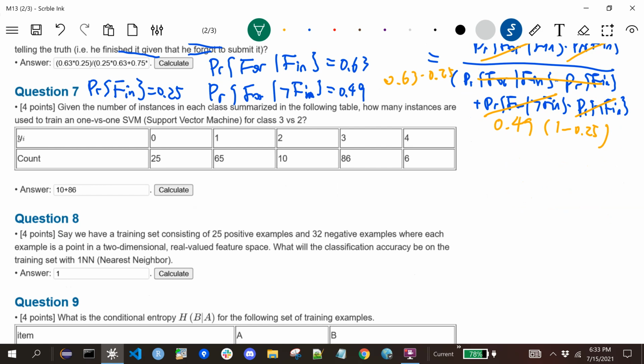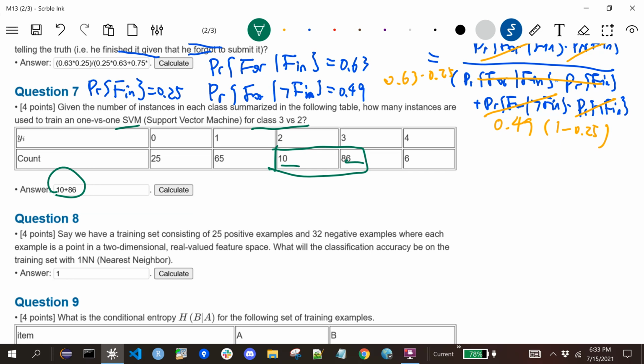Okay. So the next question may look like a trick question. It's not. It's really just adding up these two numbers. So we are training an SVM on classes 2 versus 3. So we only need the data for 2 versus 3. So we just add them up.